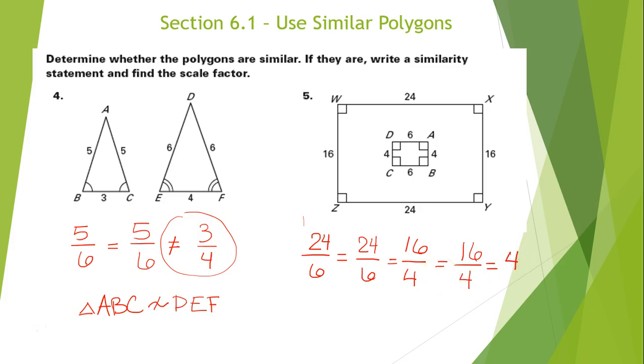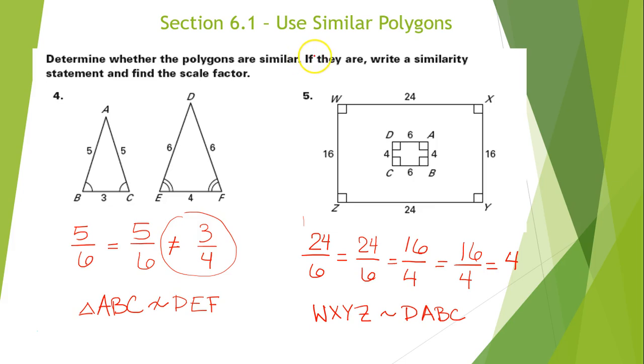And that means these two figures are similar to one another. So we can make this statement that WXYZ is similar to DABC. And we're done. This is our statement of proportionality right here that we will be asked to find.